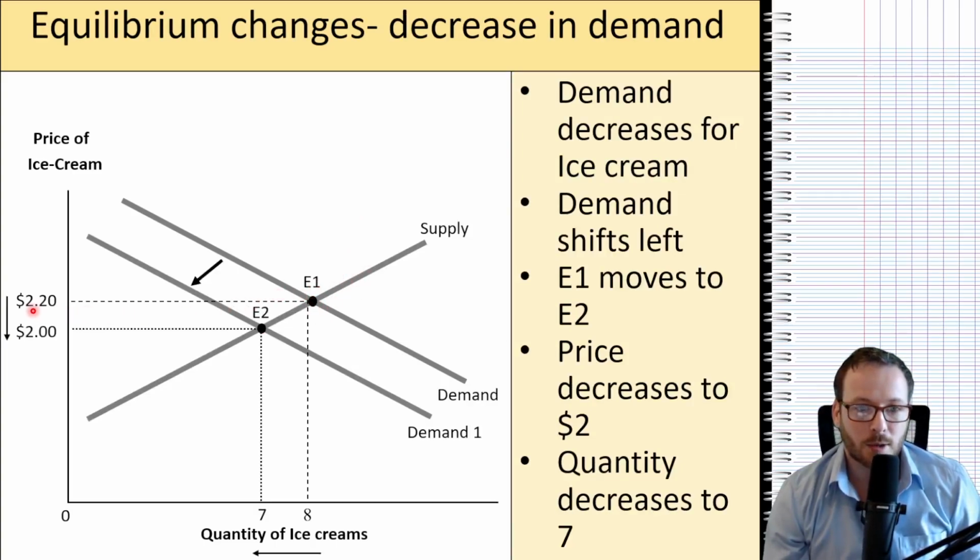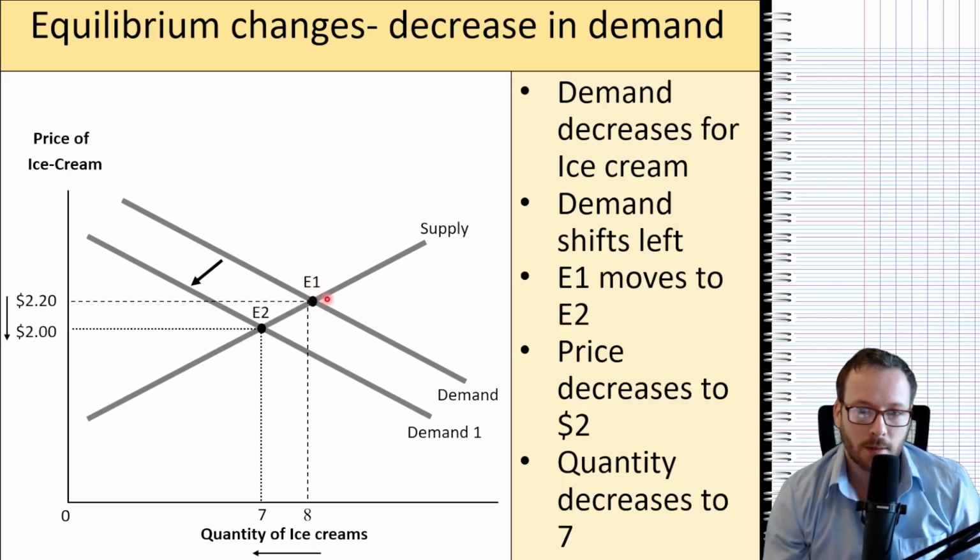So now the price has gone from $2.20 to $2, and the quantity on the market has gone from 8 to 7. You can see we have a movement along the supply line and a shift in the demand curve. So it's just less popular at every price level. People are less willing to buy ice cream, okay?